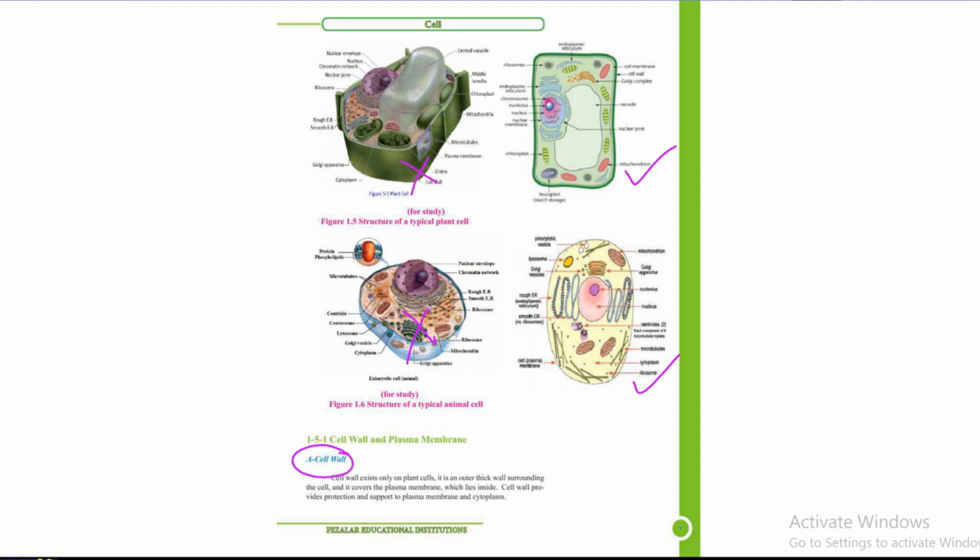Cell wall exists only on plant cells. It is an outer thick cell wall surrounding the cell. It covers the plasma membrane. For any structure in the book, we need its location, structure, function. So surrounding the cell and covering the plasma membrane is the location of the cell wall. Cell wall provides protection and support to the plasma membrane. That's the function of the cell wall.